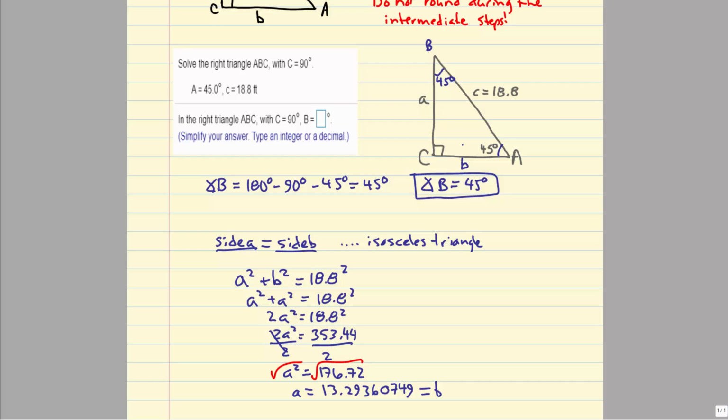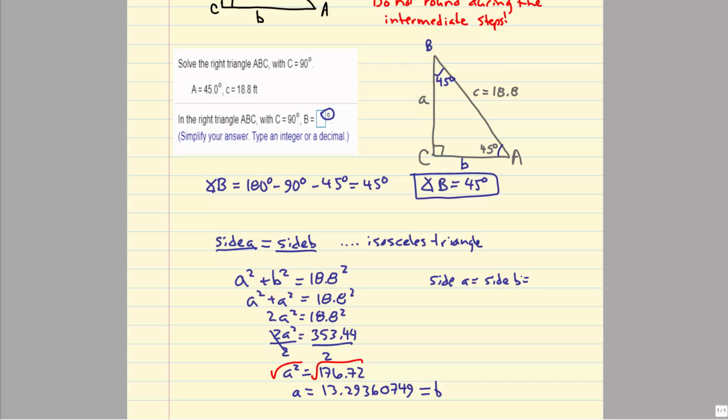Now for angle B, 45 degrees, it says type an integer or a decimal. So my 45 would go here. I don't need the degree symbol because it's already on the outside of the box, so I just put in a 45. Now for my side a and my side b, they would probably want me to round this, so let's say they're asking us to round to the nearest tenth. So side a equals side b.